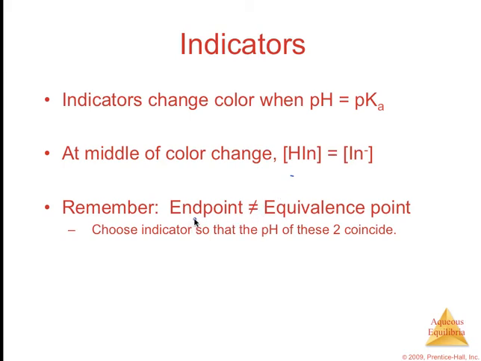And this is important: remember the difference between the endpoint of the solution and the equivalence point. These are not necessarily equal. The endpoint is the change where the color in the indicator happens. The equivalence point is the stoichiometric point where the moles of hydronium is equal to the moles of the hydroxide. What you want to do is choose an indicator so that the pH of both of these coincide.